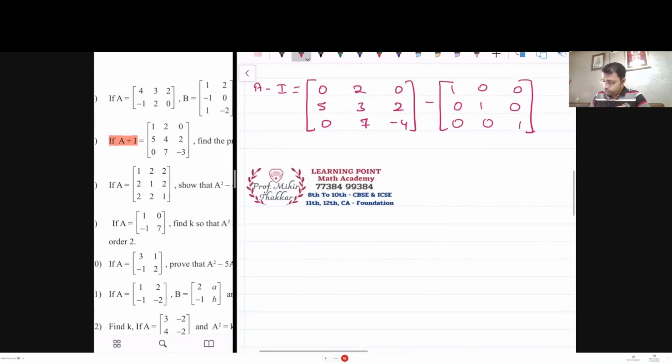So what do we get? Let me write over here A minus I. Okay. What is it? 0 minus 1 is minus 1. 2 minus 0 is 2. 0 minus 0 is 0. 5 minus 0, 5. 3 minus 1, that is 2. 2 minus 0, that is 2. Last row, 0, 7 minus 0 is 7, minus 4 minus 1 is minus 5. So now guys, you have the value of A minus I.